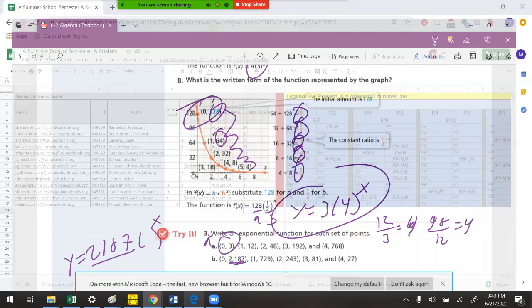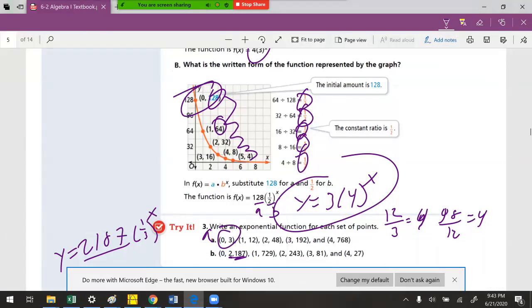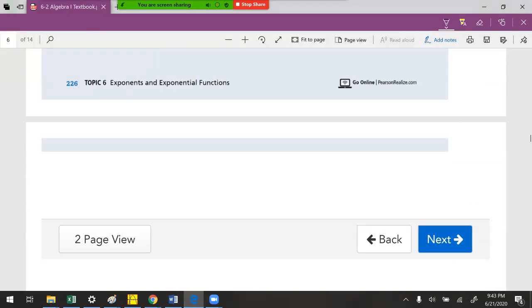There we go. It's going to be 1/3 when we divide the numbers. So 729 divided by 2187 reduces to 1/3. That's your value of b. Bing, bang, boom. You got it. You're done.